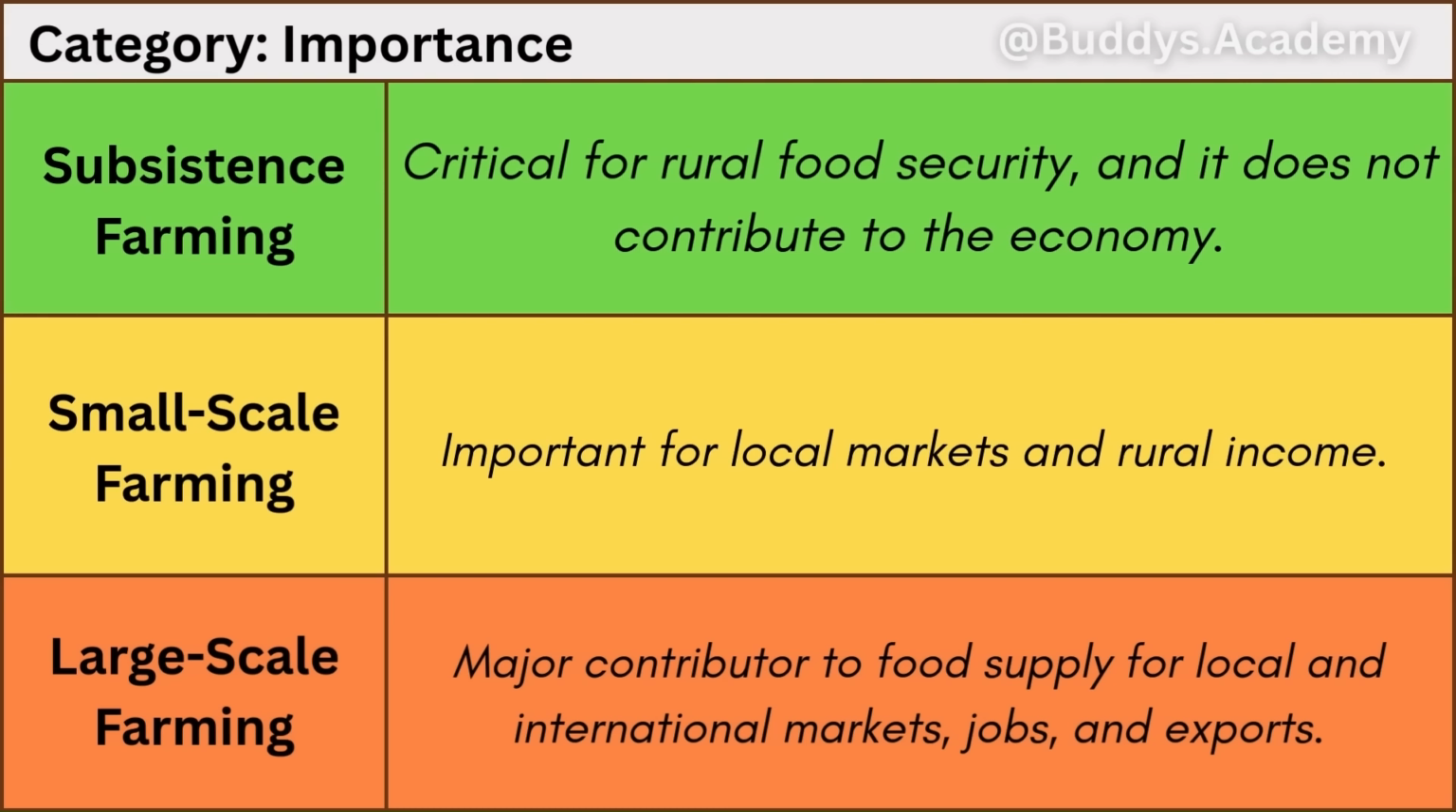So in terms of small-scale farming, it's going to be important for local markets and rural income. So basically, it's going to help to reduce poverty in your rural areas. Because remember, some of these crops will be sold and you are earning an income there, right? It's going to reduce your rural-urban migration because remember, due to the small-scale farming, there are going to be jobs and there is going to be food.